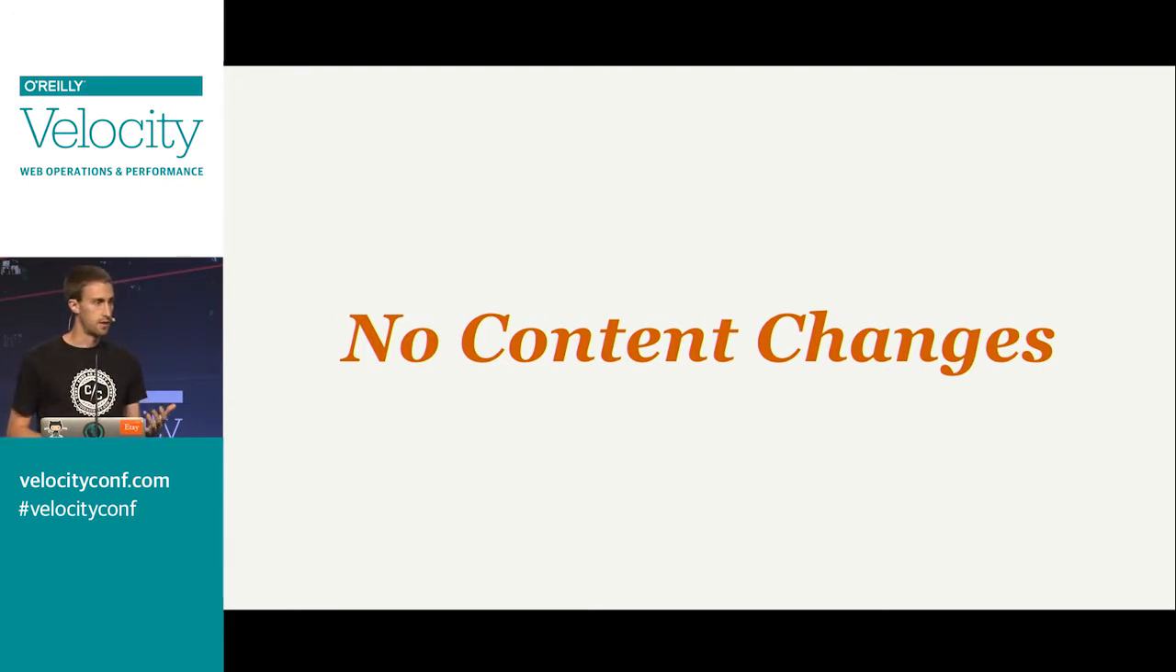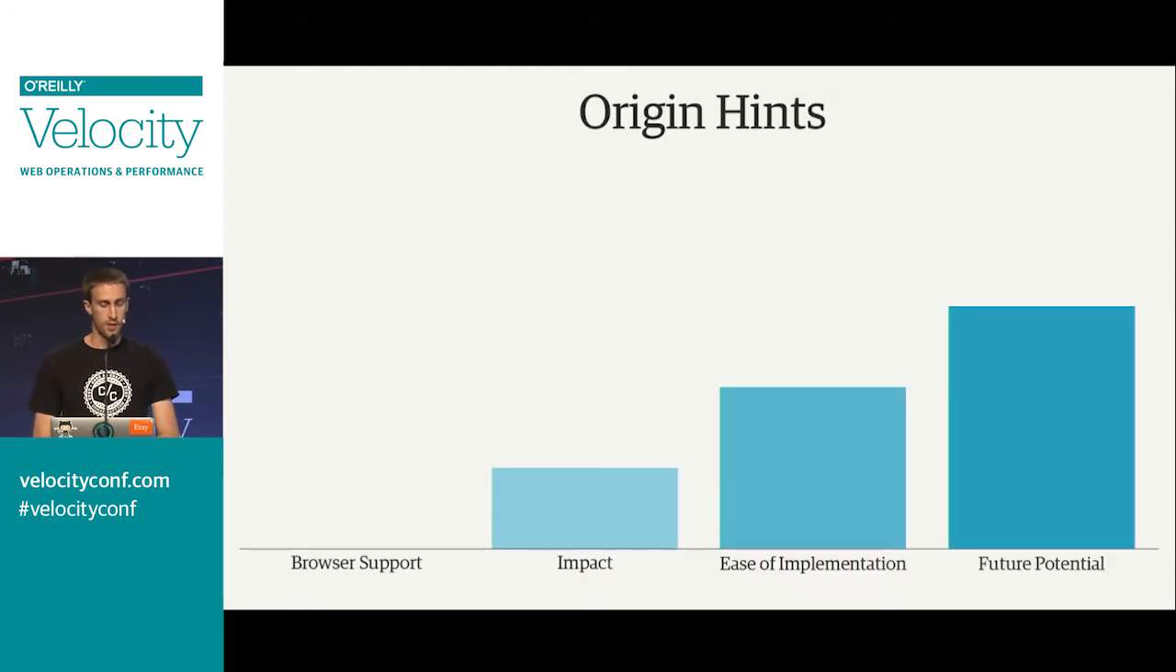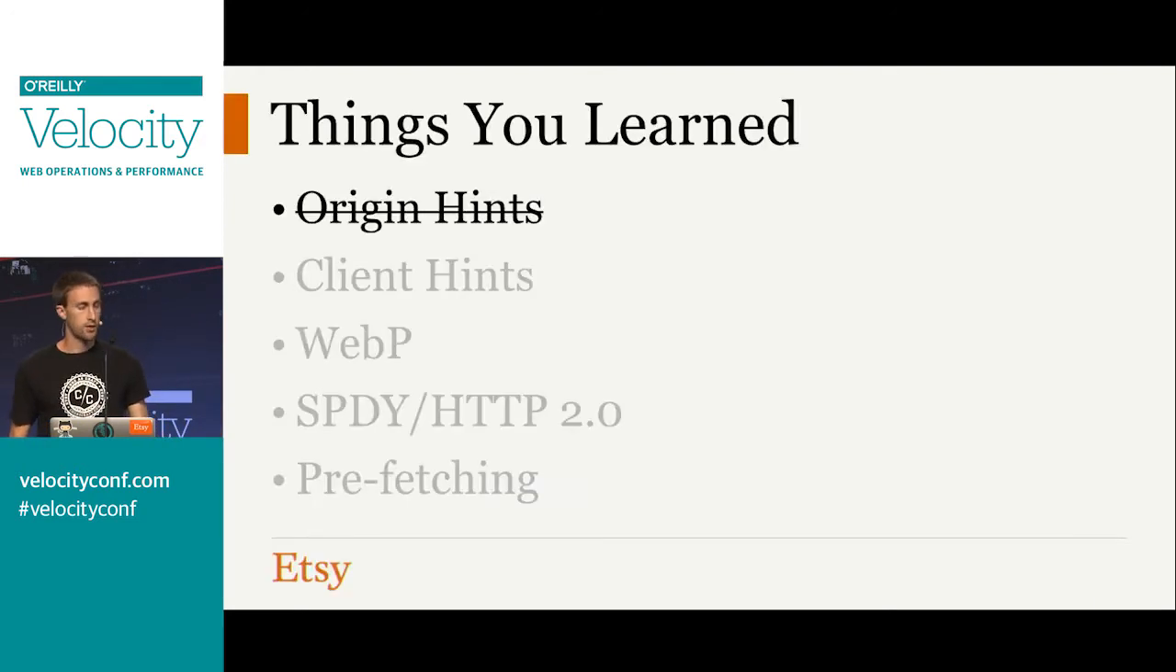These things are the kind of stuff that's going to get us to that 1 second time to glass, but it's not going to be a big impact on the overall page load time. So if we were to grade the origin hints, you might say, well, browser support is nothing. It's currently just a draft. The impact when it is coming out is going to be fairly low. It should be fairly easy to implement, but we don't know yet. And future potential is pretty modest. So you can cross this one off the list, something to keep an eye on, but it's not something you can go home and do today.